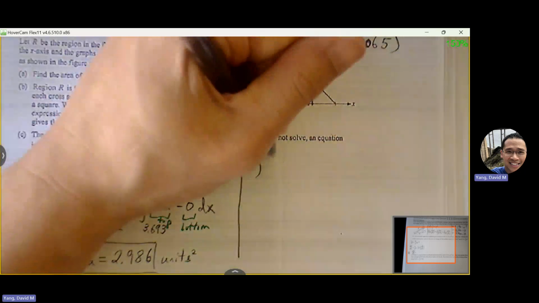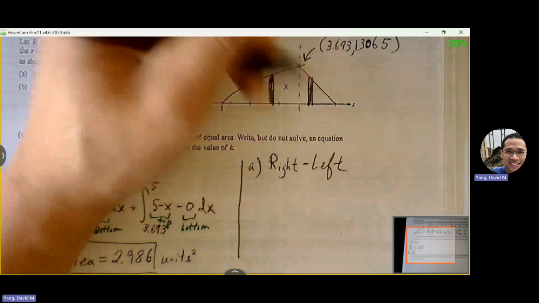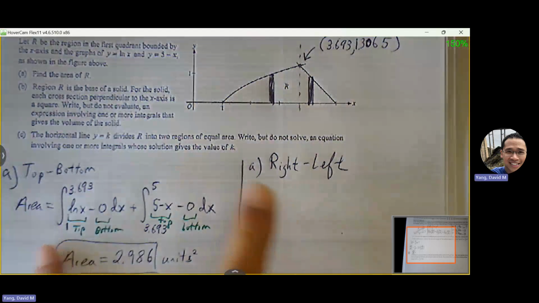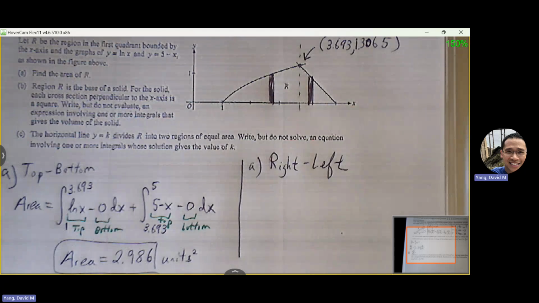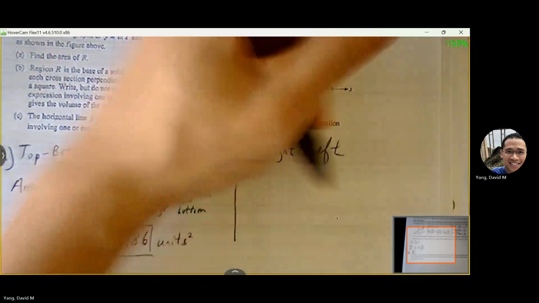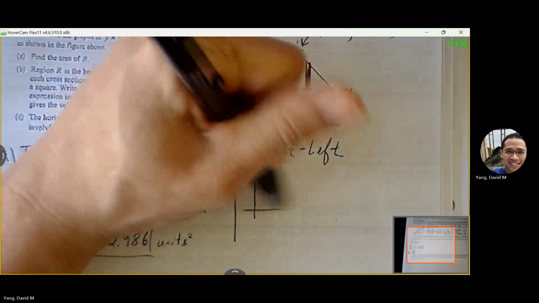Let's do right minus left for this region as well. Obviously, on the AP exam, they're not going to ask you to do both ways. You can choose which way you want, but I think the right minus left is good practice for later on when washer and disk method may force us into a right minus left. So let's just see how that is different.